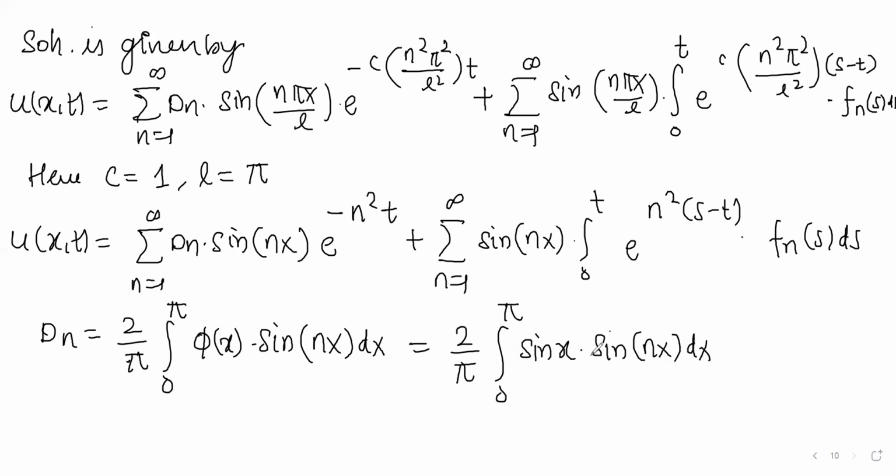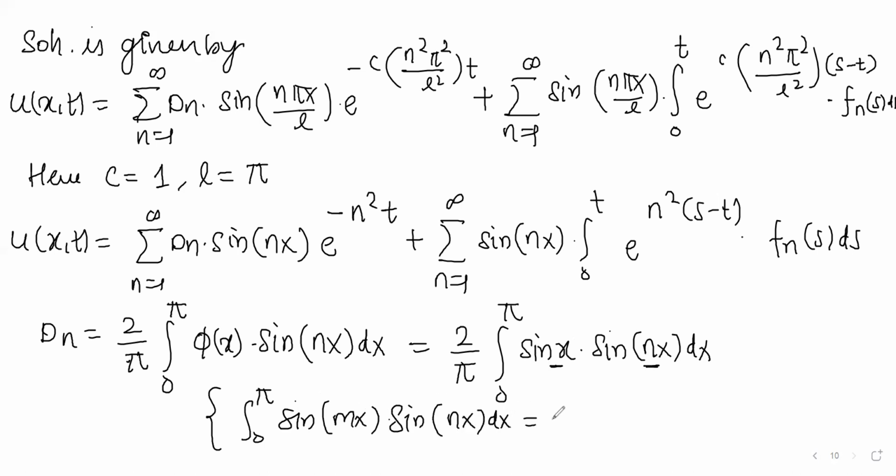We already know that this integral will give you a particular value only when m and n are the same. In case you are wondering what I'm saying, integral 0 to pi of sine mx into sine nx is nonzero only when m equals n; otherwise, when m is not equal to n, it is 0. So it exists only when n equals 1, so I will not be getting any d_n except for n equals 1.